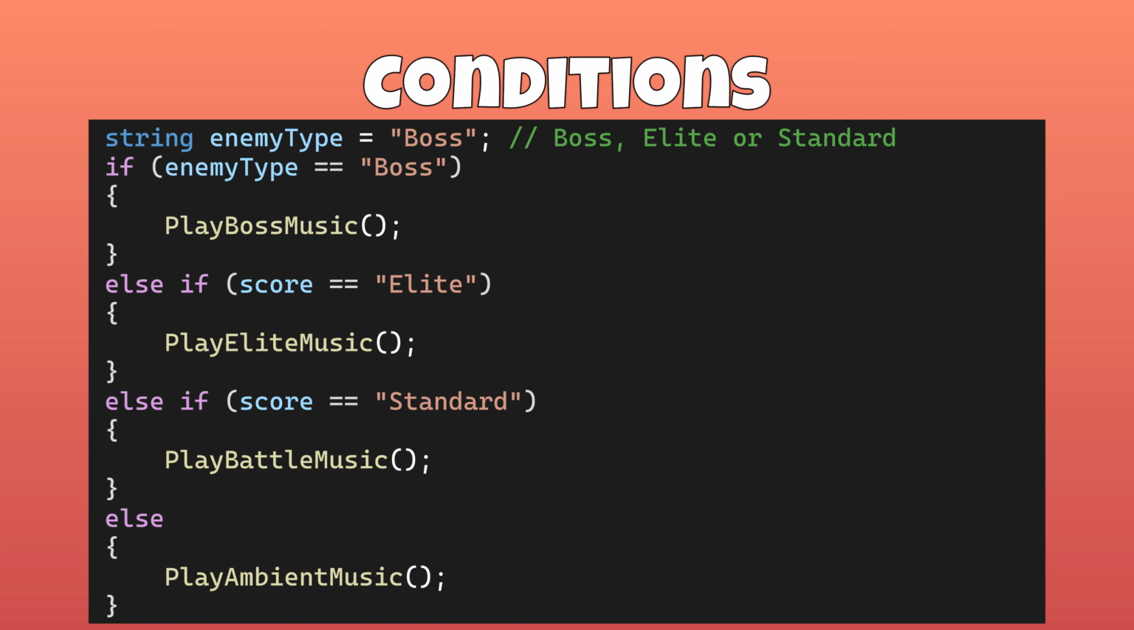If the enemy type is boss, we play the music for the battle against the boss. Otherwise, if the enemy type is elite, we play the music for fighting an elite. Otherwise, if the enemy type is standard, we play the standard battle music. Otherwise, we just play ambient music. But we can also use a switch type structure.